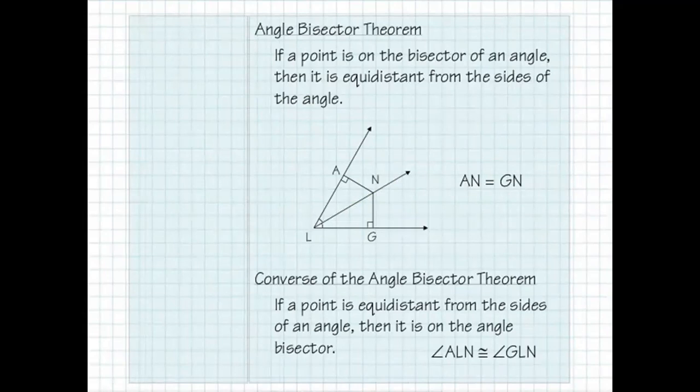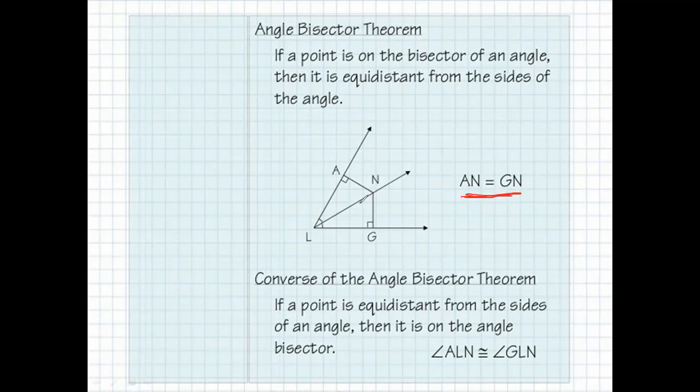Angle bisector theorem: if a point is on the bisector of an angle, then it is equidistant from the sides of the angle. Okay, so if a point is on the bisector of an angle, then it is equidistant from the sides of the angle. Here, we have AN equals GN. So what does the example mean?